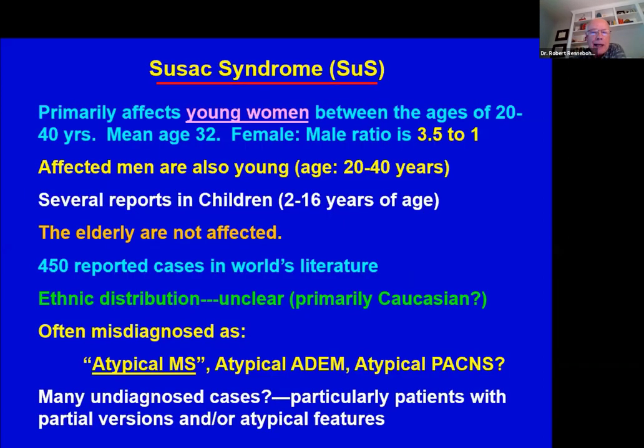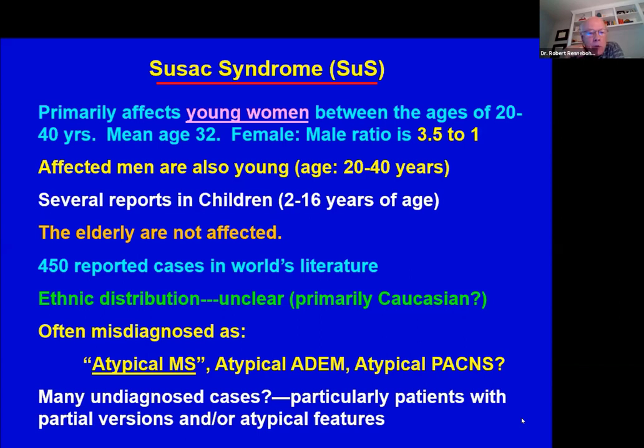Susac syndrome primarily affects young women between the ages of 20 and 40. Mean age of 32. The female to male ratio is 3.5 to 1. Affected men are also young, between ages 20 and 40 usually. There have been several reports in children, mostly in adolescents, but in a child as young as 2. The elderly are not affected. Susac syndrome does not occur in 70, 80, 90-year-olds.